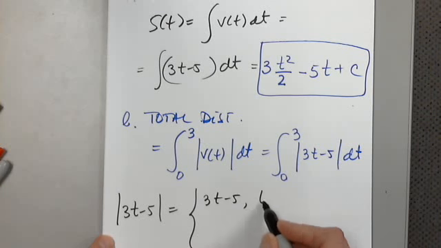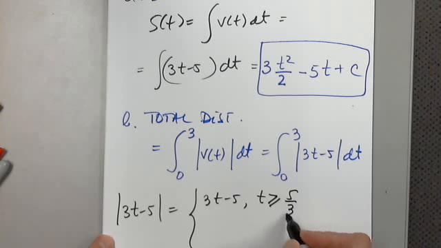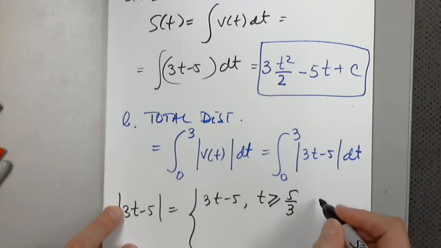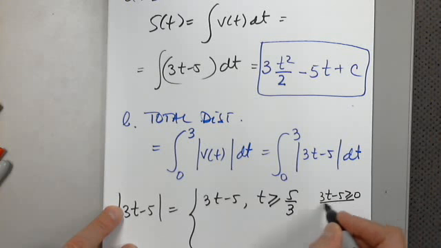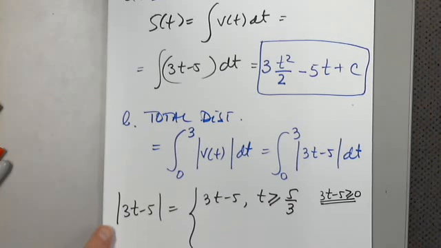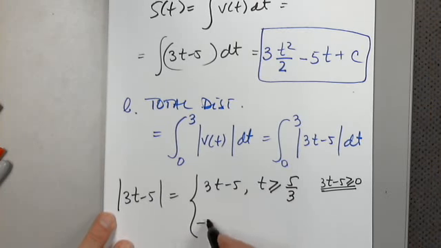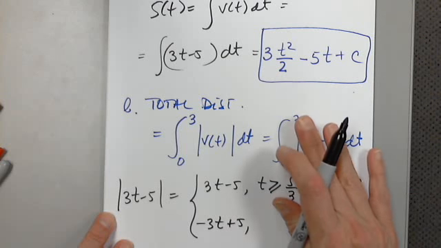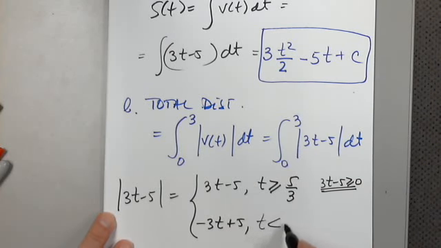3t minus 5 for t greater than or equal to 5/3, right? For 3t minus 5 positive or 0. So I obtained this from writing 3t minus 5 greater than or equal to 0, and I got t greater than or equal to 5 divided by 3. And what is the other possible option? Negative 3t plus 5. Very good. And I don't have to calculate what is not here must be here. Do not bother with determining anything. So if the first one is greater than or equal to 5/3, the second one must be less than 5/3. There is no other way.